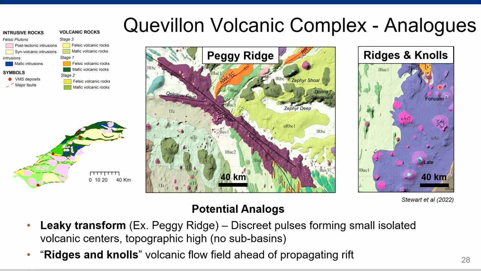The next example that we potentially have here are the ridges and knolls segment. This is a volcanic flow field that develops outboard of a propagating rift. You can see here, this little orange tip here is the edge of the Phonolai rift. It's rifting in towards the arc here. You can see the island of Phonolai and a series of light purple volcanoes that are arc volcanoes.